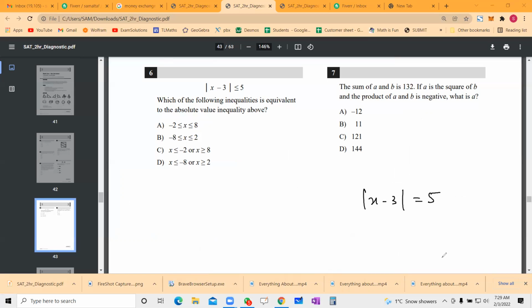So you would do x minus 3 equals 5, and then x minus 3 equals negative 5. Correct, yes. So equals negative 5 and plus 3. Plus 3. That'll be x equals 8, and then minus 3. X equals 8, and then x equals negative 8. Negative?